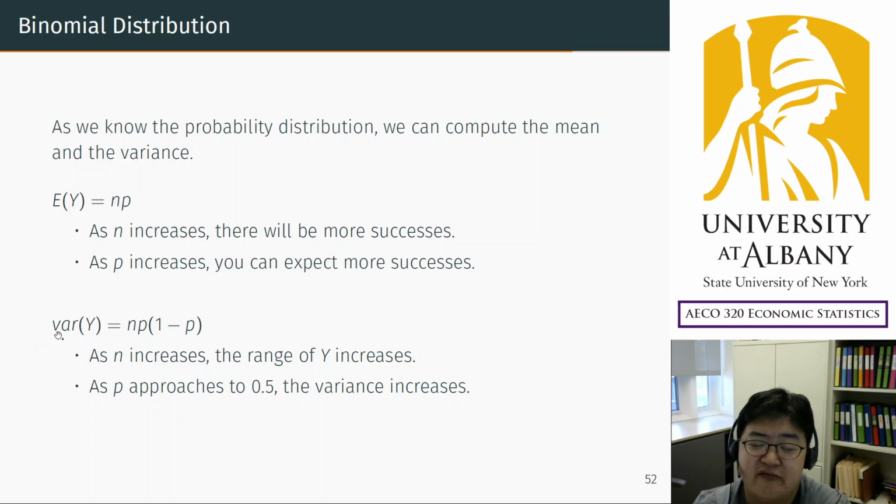Meanwhile, the variance is n times p times 1 minus p. p is the success probability, 1 minus p is the failure probability. And p times 1 minus p was the variance formula for the binary distribution, right? What the difference is, is n. n is multiplied like the mean. n is multiplied in front of the variance. And this is also intuitively understood.